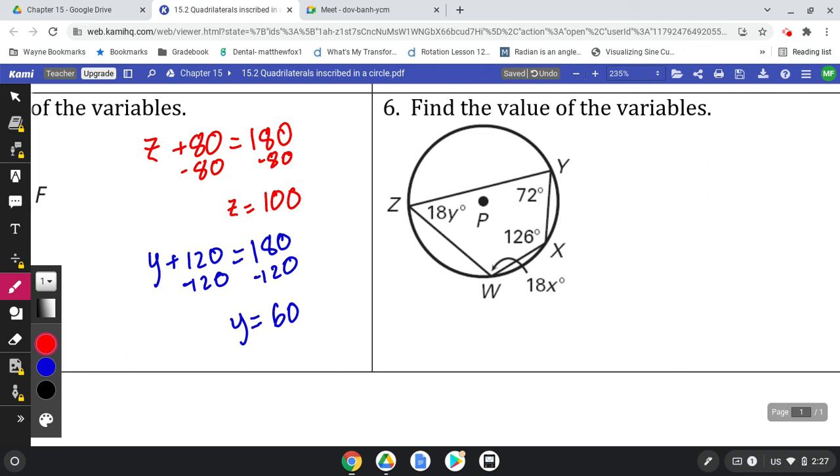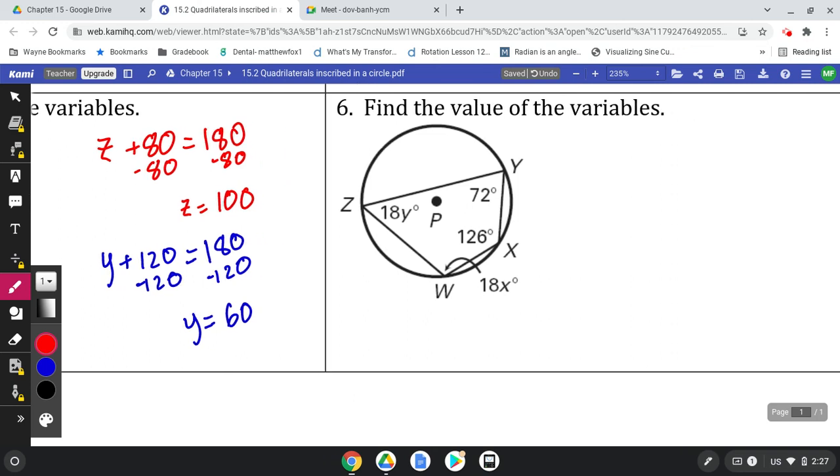And your final one, the last one, once again, opposite angles are supplementary. So right here, 18x plus 72 equals 180. Take that 72 away, we're left with 18x equals 108. Divide by 18, x equals 6.